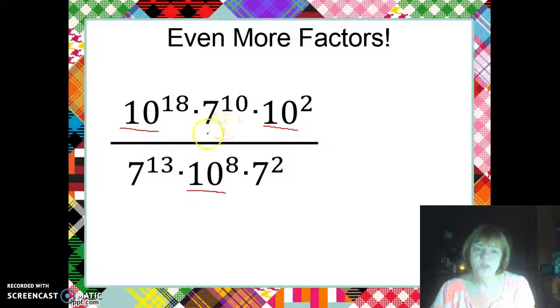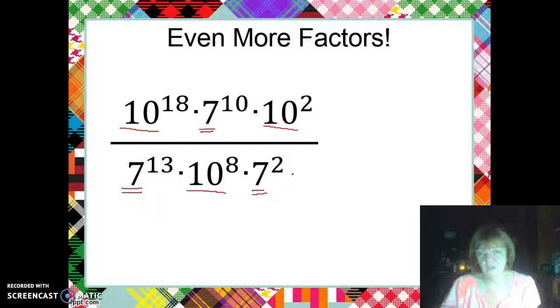Wait a minute, what else? Oh, I've got a 7 here, a 7 here, and a 7 here. Notice how I'm doing the lines underneath them to try to show you matchy-matchies. I could highlight with colors. You can do that. You could circle. There's lots of things we can do.